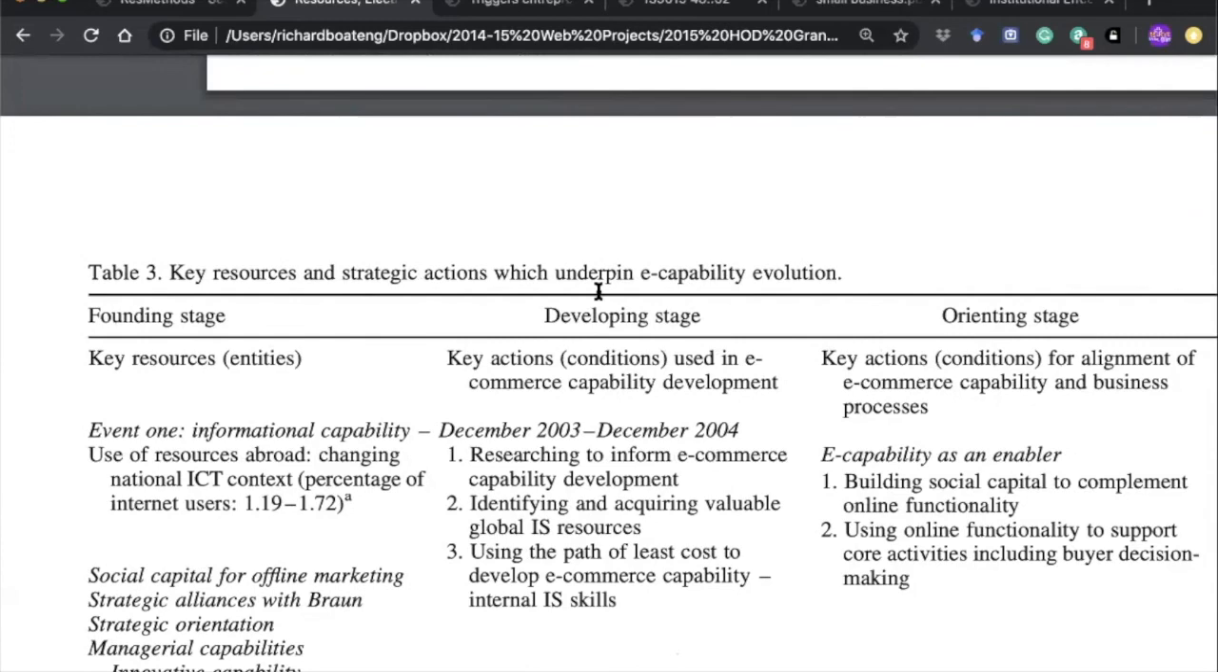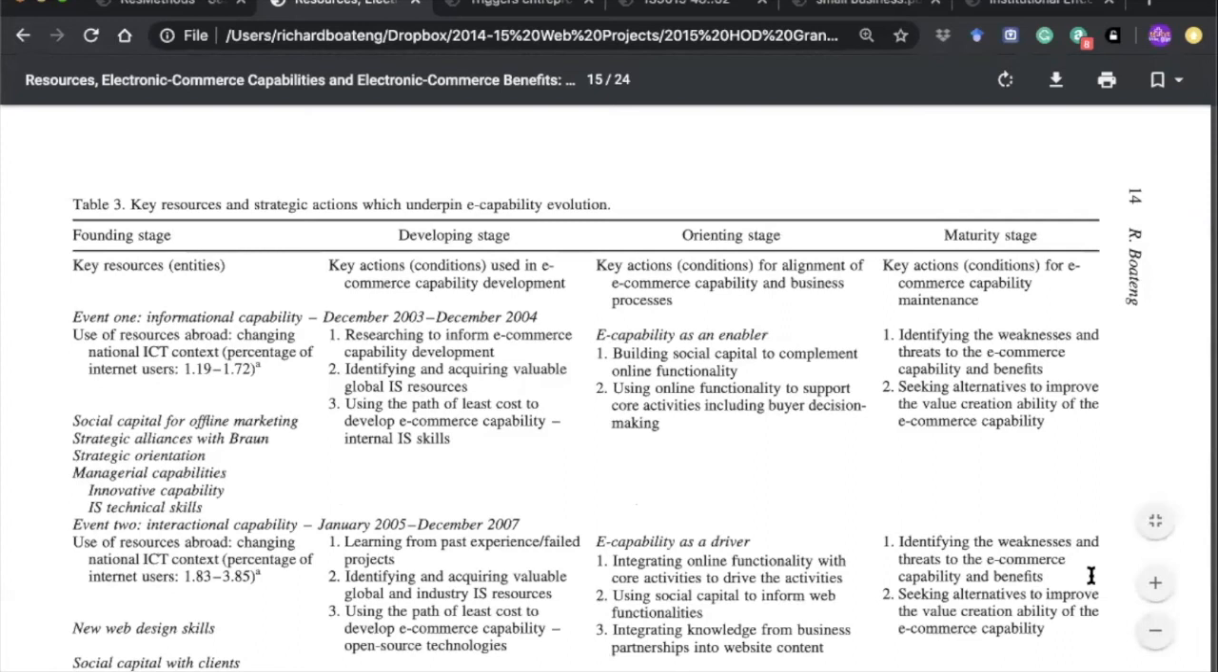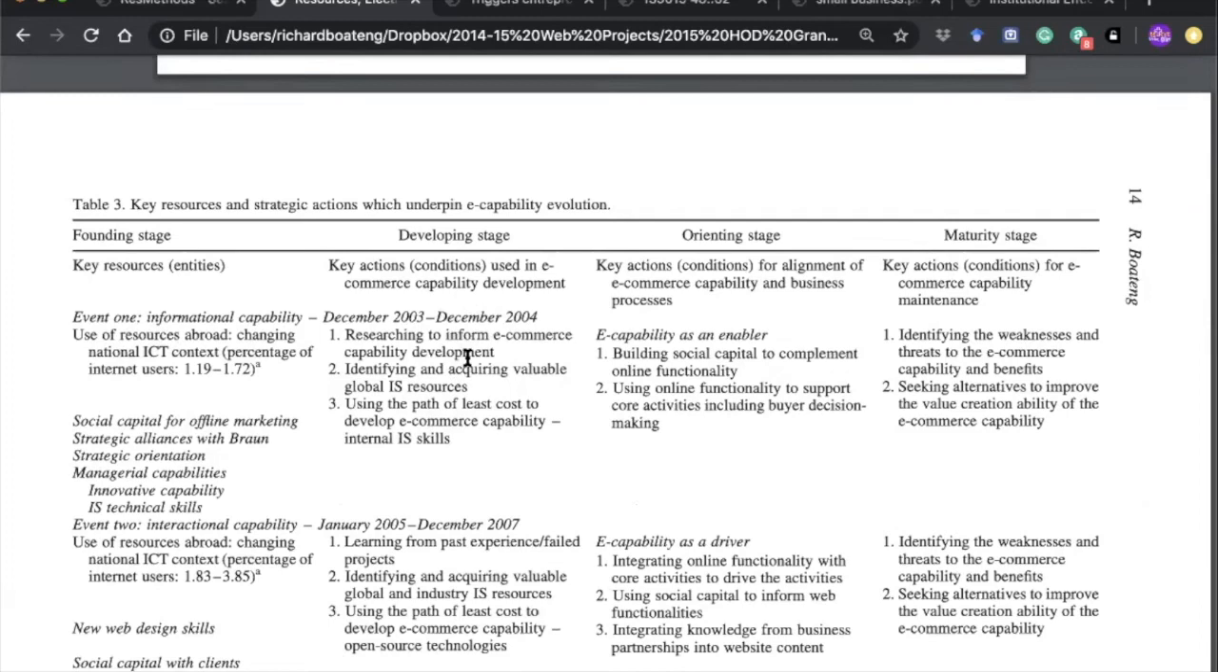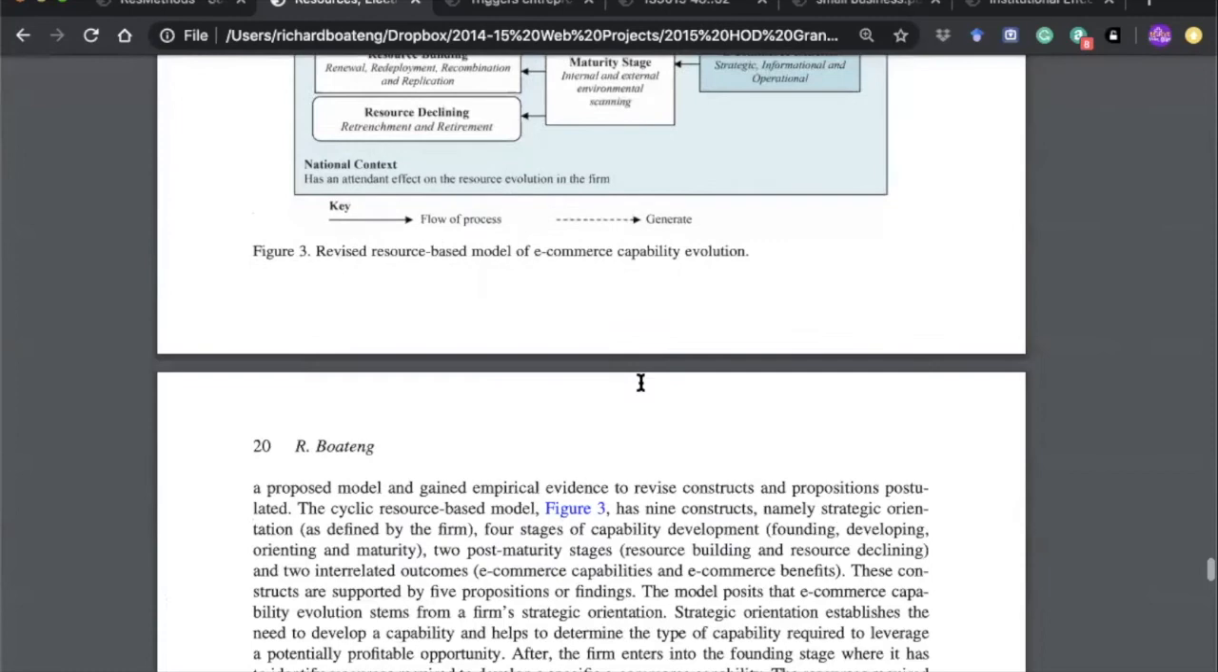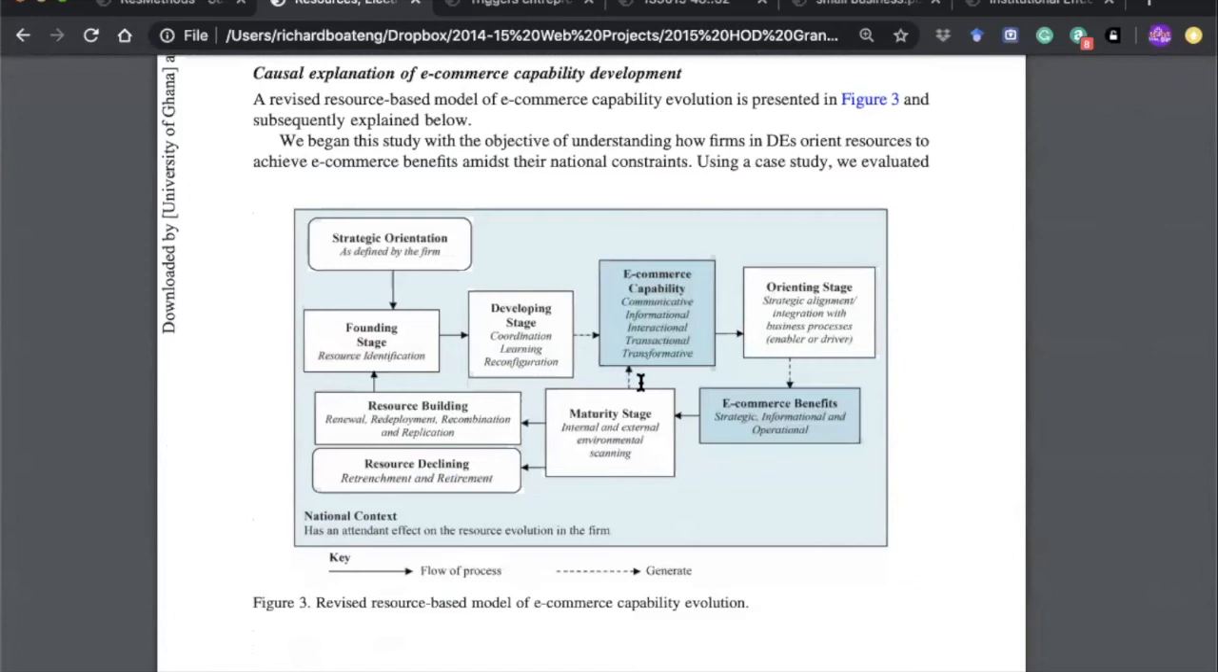Then you see there are tables too. Tables will help summarize the data. So if you look at these tables, I have the founding stage, the developing stage, and then the orientation stage, and then the maturity stage. At each level, I looked at the resources that were required, the key actions the person took, and maybe the key liabilities that we face. So that too is a method of data display: tables. Okay, and diagrams are also another way of data display. When I finished everything, with the findings I had, I needed to revisit my model, and I generated the post-study model as this.